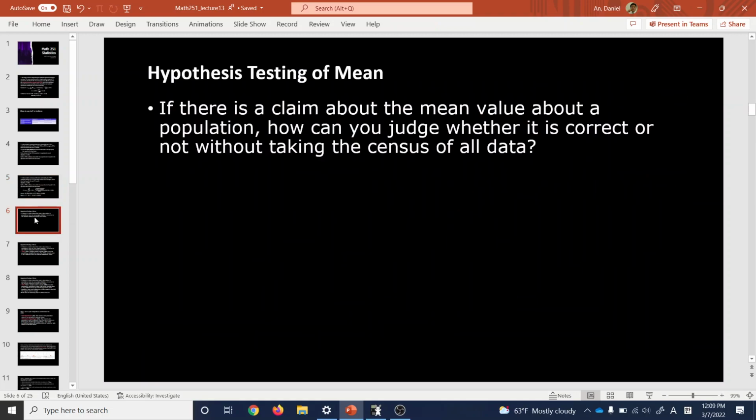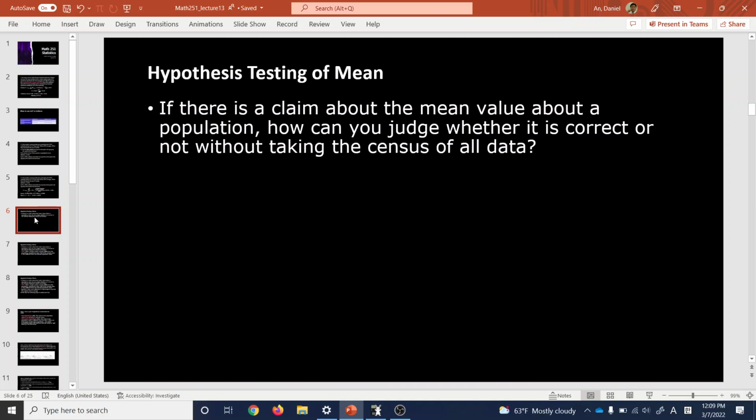All right, now off to a new topic today, hypothesis testing of mean. Now we're going to do something similar next class, so I'll be rather brief with the calculation this time, okay?